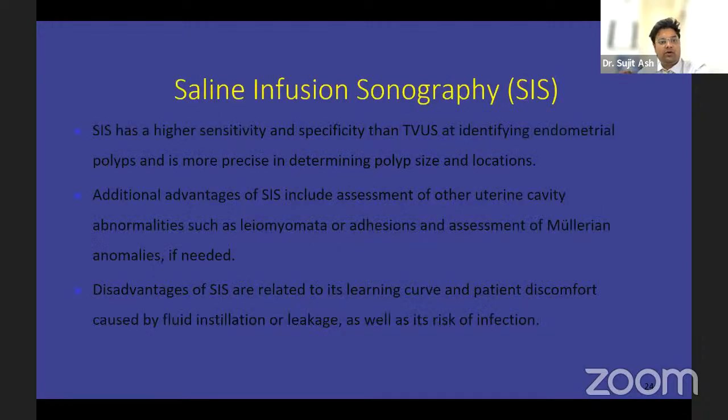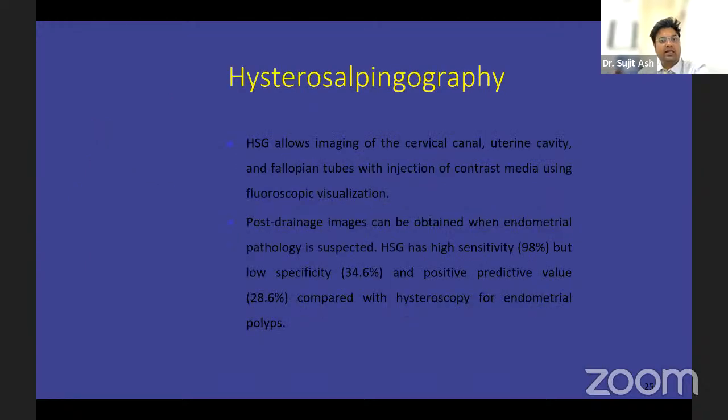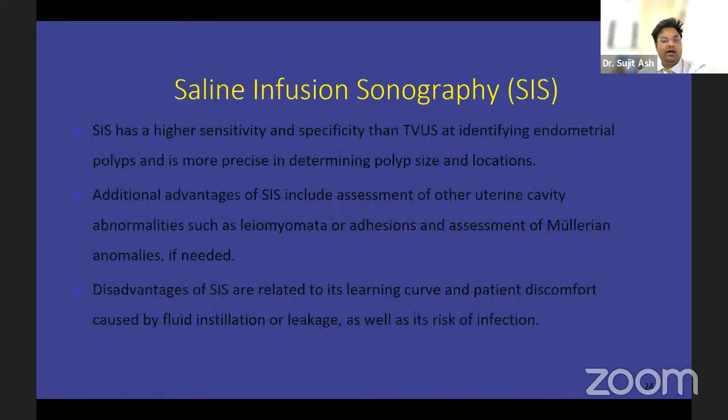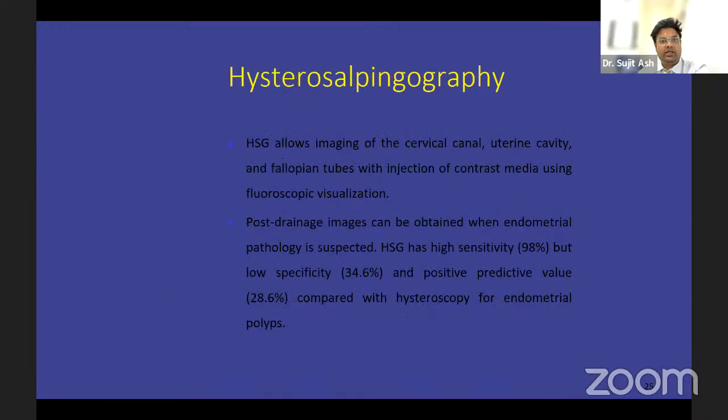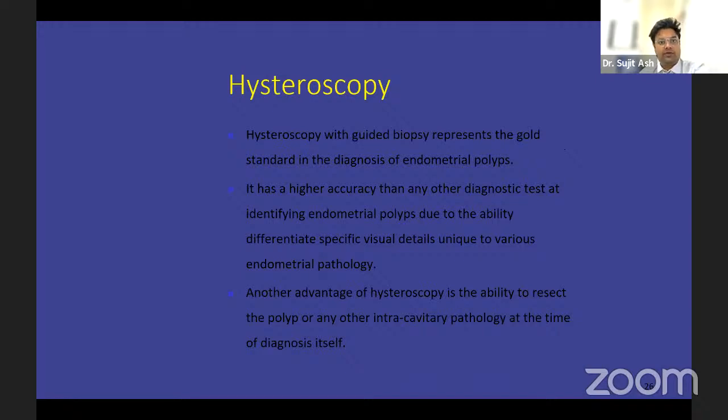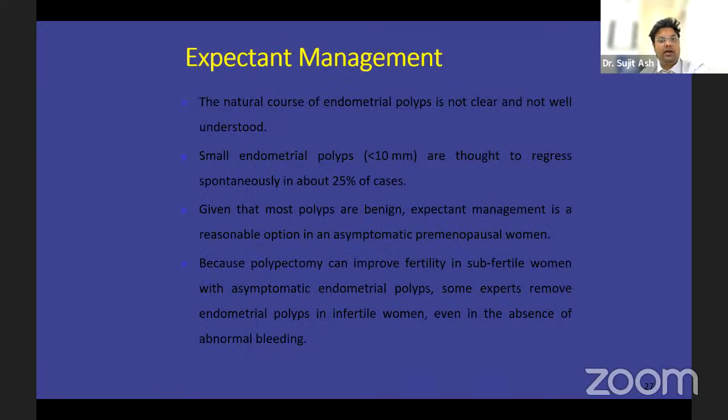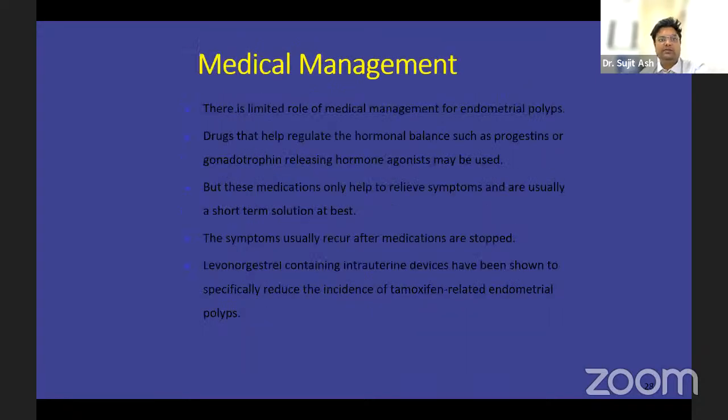Saline infused sonography can also be done, when you pass in the saline and check for the movement, and that can also show me the polyp in the uterine cavity. You can also do an HSG. HSG will also delineate the polyp. This was preferred in the ancient days. Now, obviously, we prefer the sonography. Hysteroscopy itself can sometimes help in the diagnosis of the polyp, and you can use it for treatment.